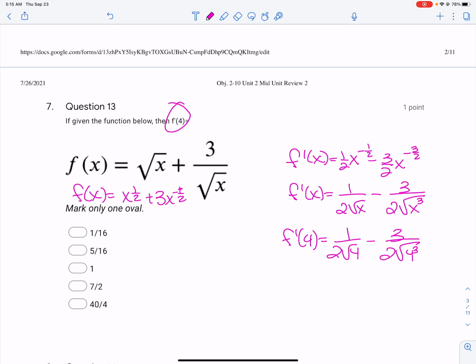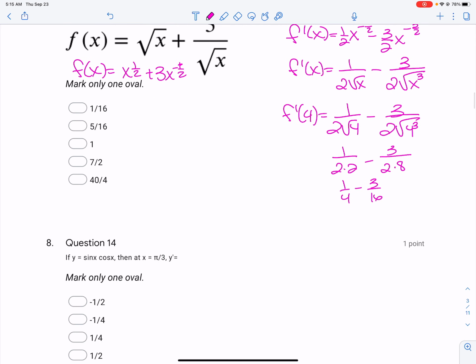So essentially I have 1 over 2 times 2, which is 1/4, minus 3 over 2 root 4, then it's cubed, so that's 2 cubed, which is 8. So minus 3 over 16. So this is 4 minus 3 over 16, so this is 1 over 16.